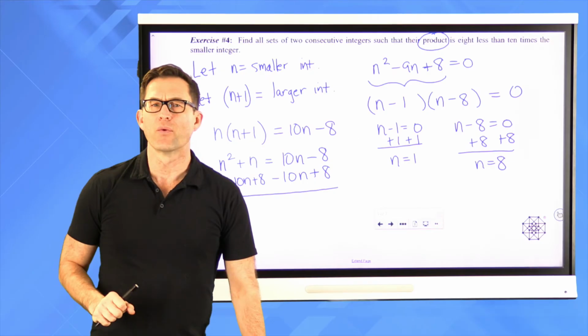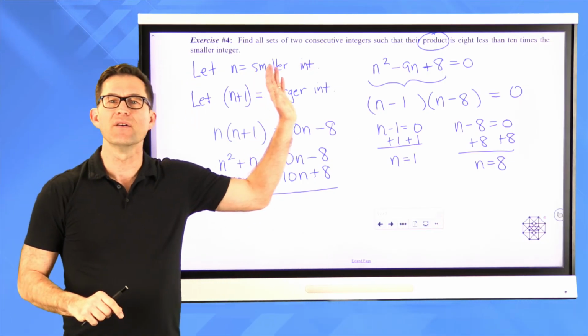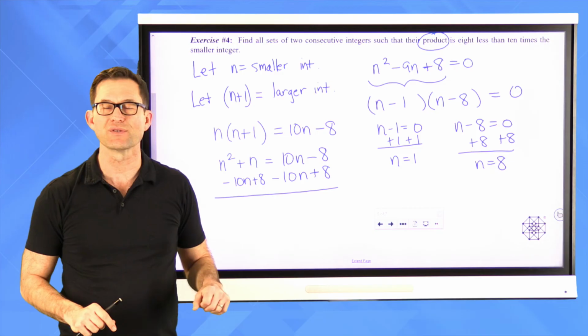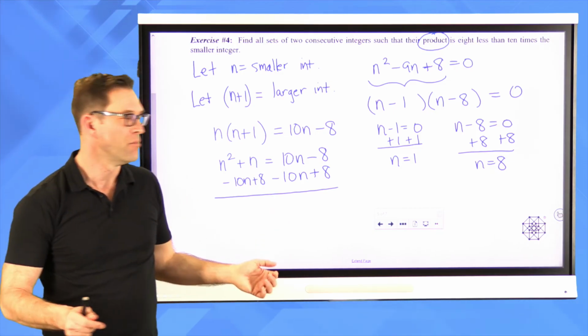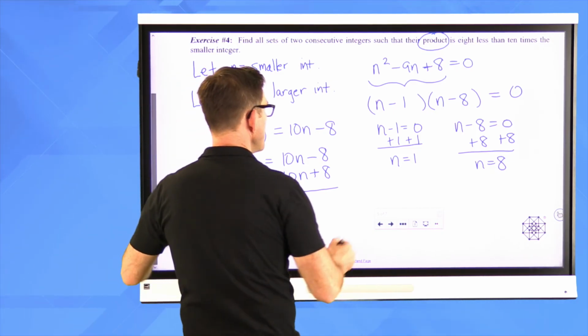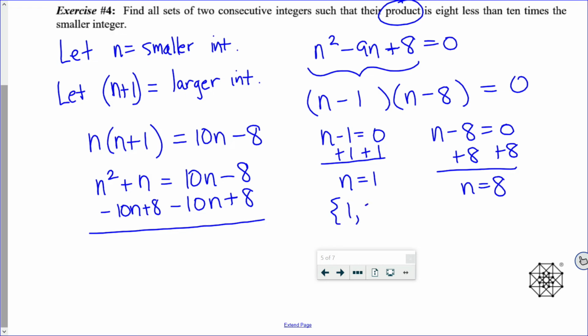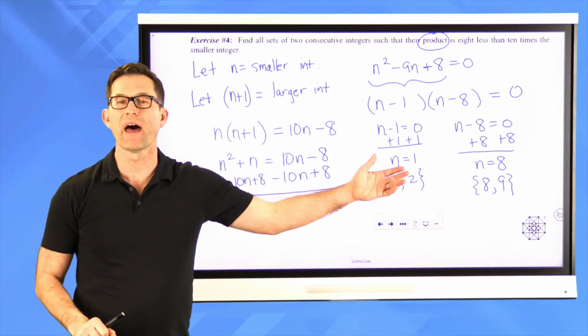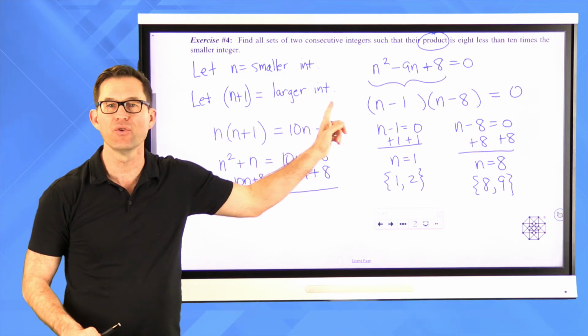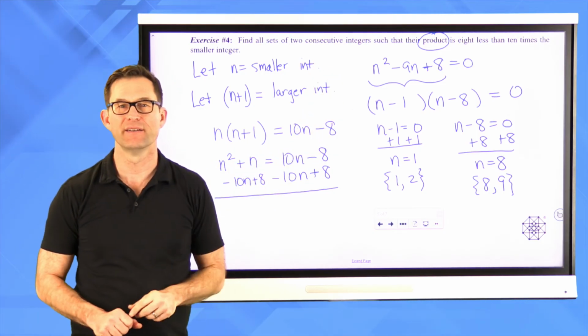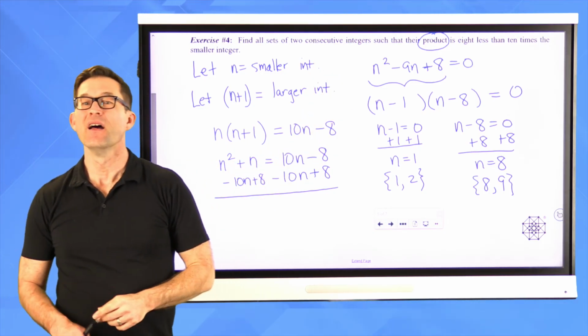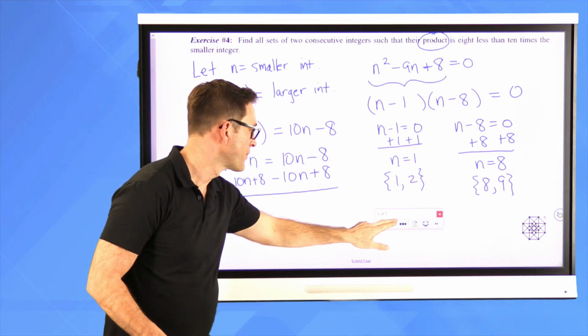Now keep in mind, they said find all sets of two consecutive integers. Well, that's actually easy now, because those two sets then would be 1, 2 and 8, 9. Those are the two that have the 1 in them. 1 and 2, and then 8 and 9. Okay, let's do one more problem.